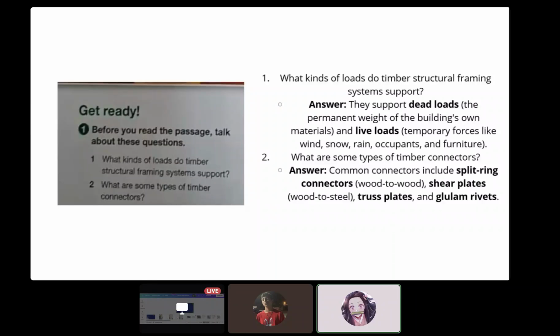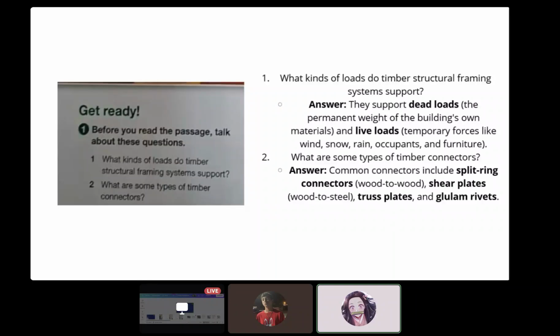The first question is, what kind of loads do timber construction framing systems support? The answer is, they support dead loads, the permanent weight of the building's own materials, and live loads, temporary forces like wind, snow, rain, occupants, and furniture.